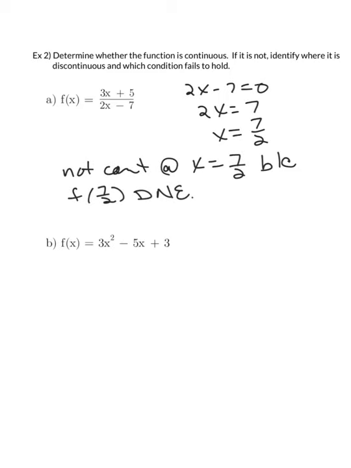On example B, we are given the function 3x squared minus 5x plus 3, which is a polynomial function. Our first starred statement told us that polynomial functions are continuous everywhere. So for this one, you would just say that it is continuous.